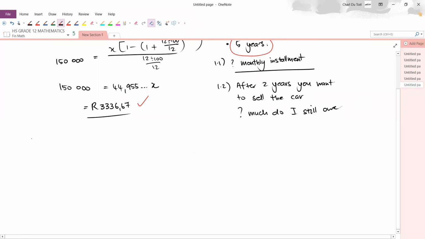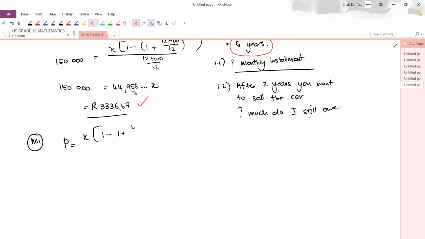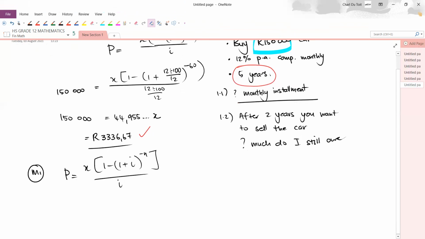Method one is to use the P formula. I'll explain now. The P formula reasons in the following way. The amount of money that you still owe is the same amount that you're still borrowing. Let's assume that you're owing the bank another 100,000 Rand after 2 years. That means you're still borrowing that 100,000 Rand.